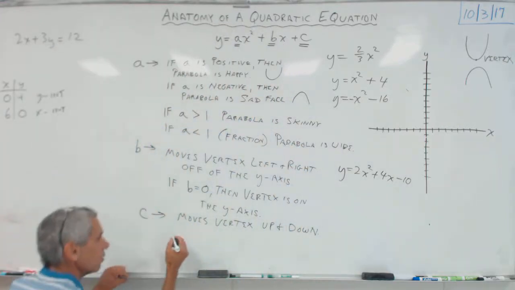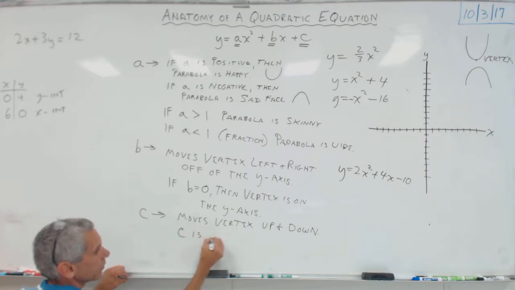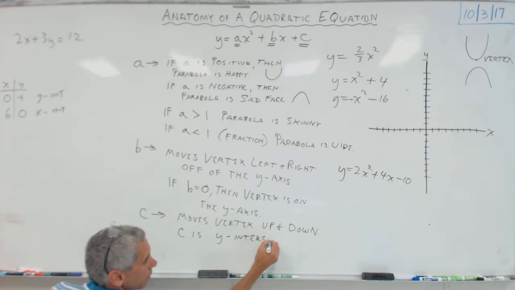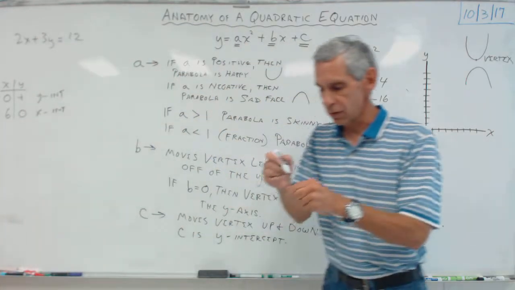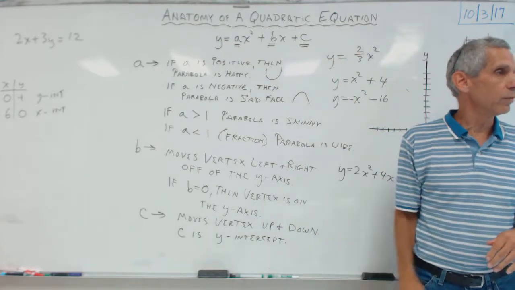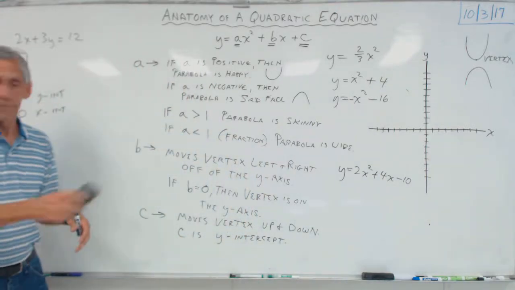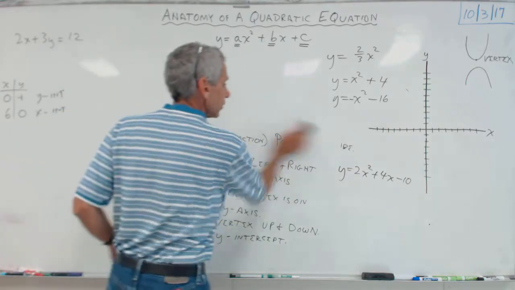So C is the y-intercept. Okay? Make sense? Everybody together on this? So if you understand that, you know so much more than most people do about quadratic equations. Can I erase this? Yeah. All right. Now let's start graphing.